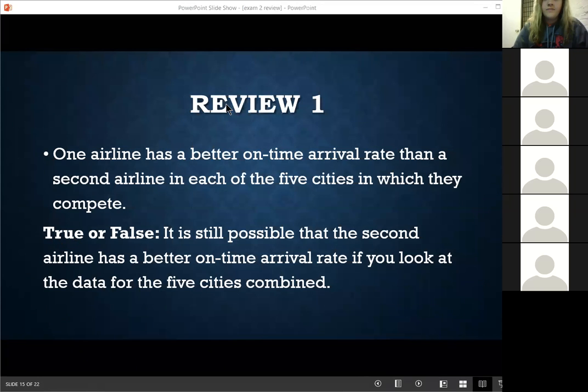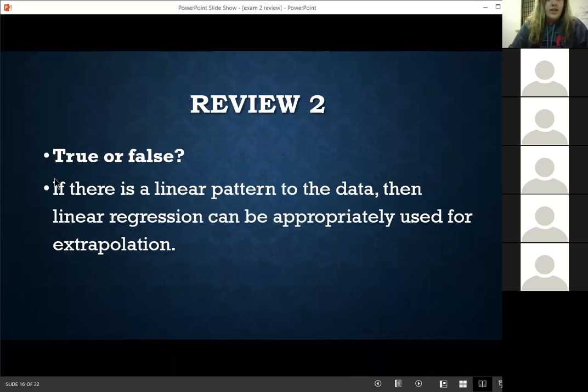So good job, guys. All right, our second one, we have true or false. If there is a linear pattern to the data, then linear regression can be appropriately used for extrapolation. So let me know what you think about this one, and we will go over it.